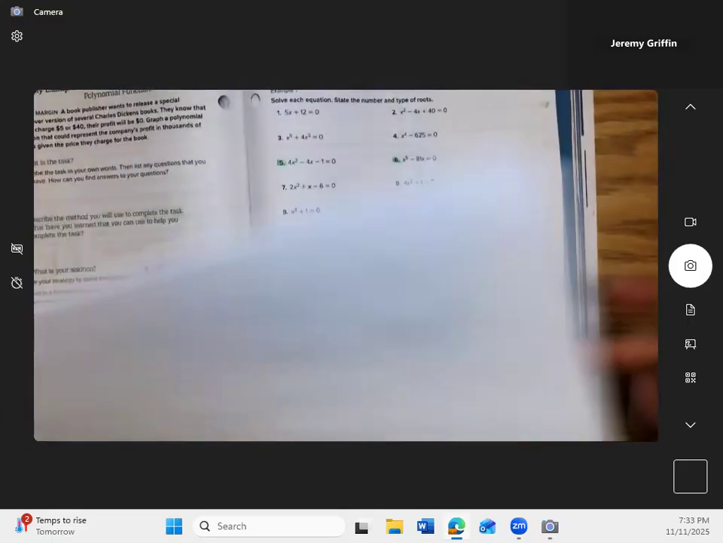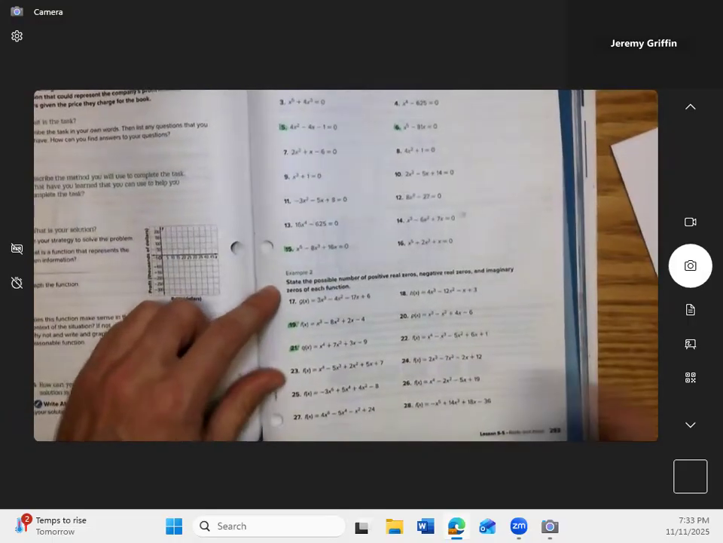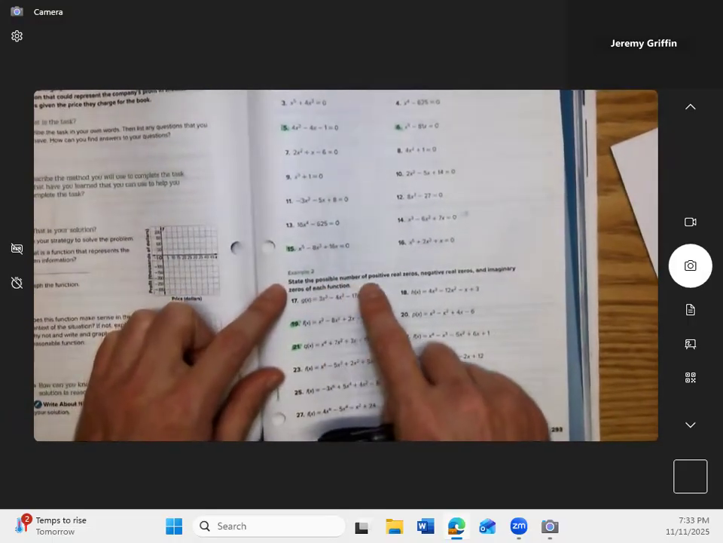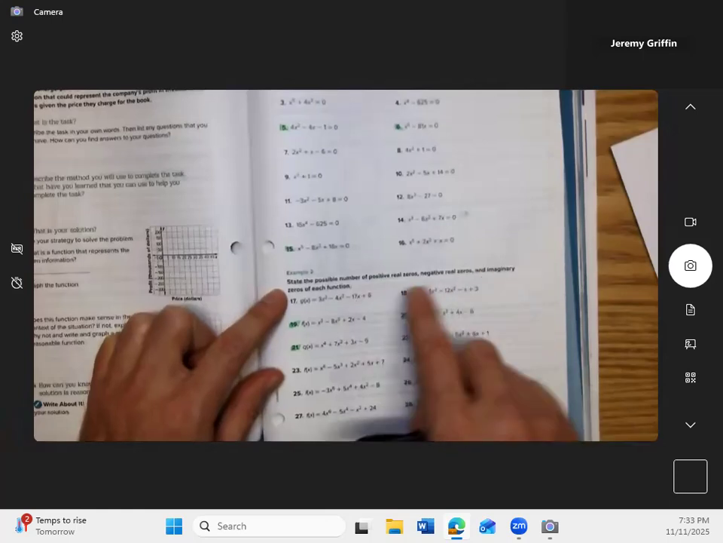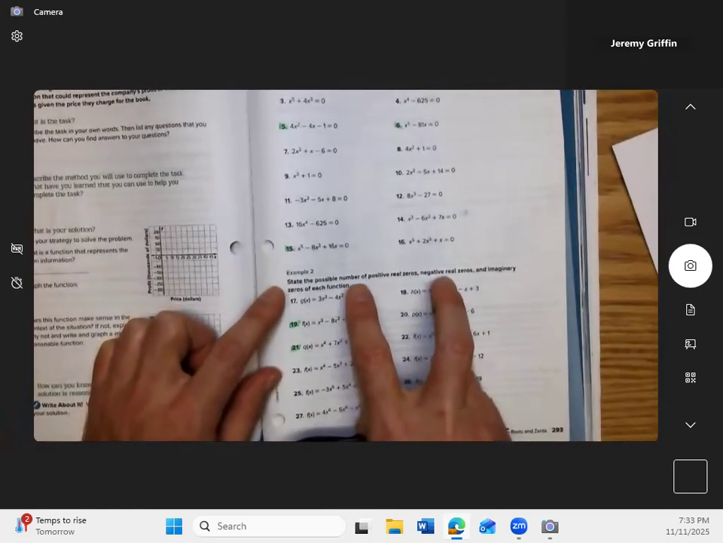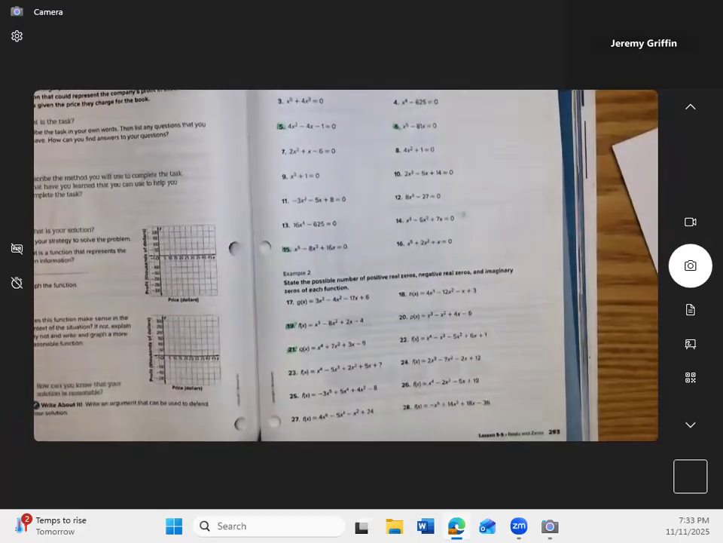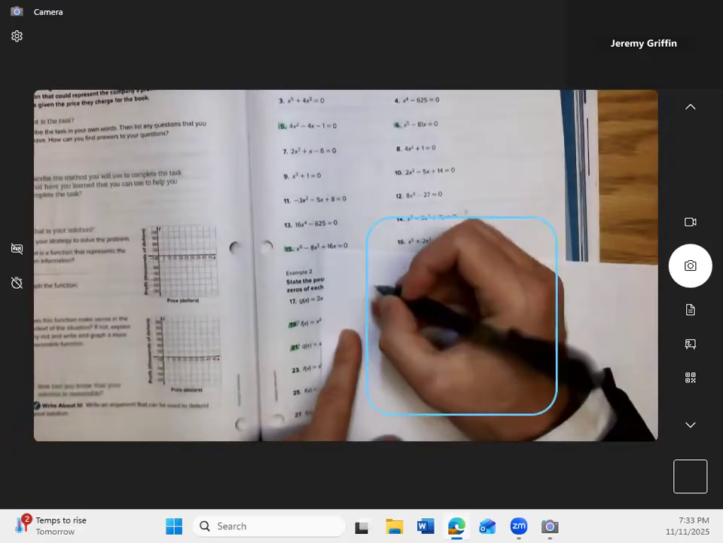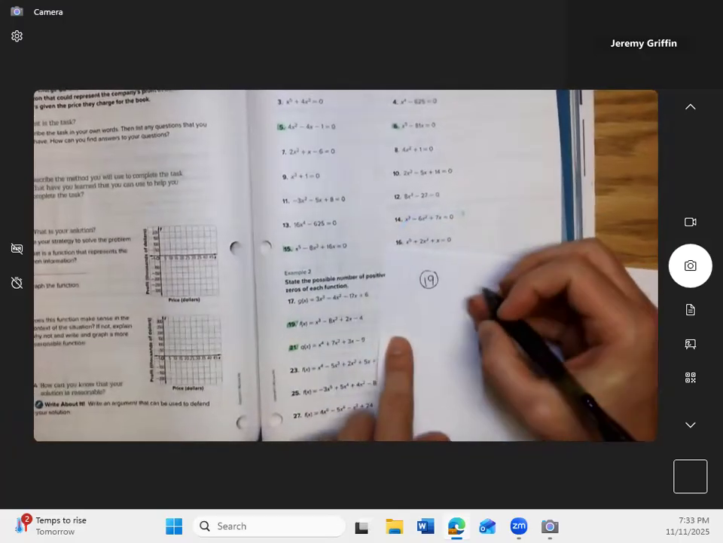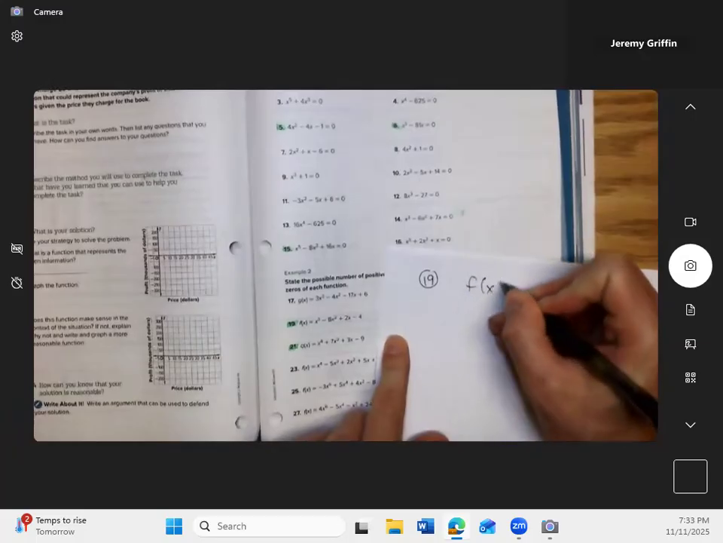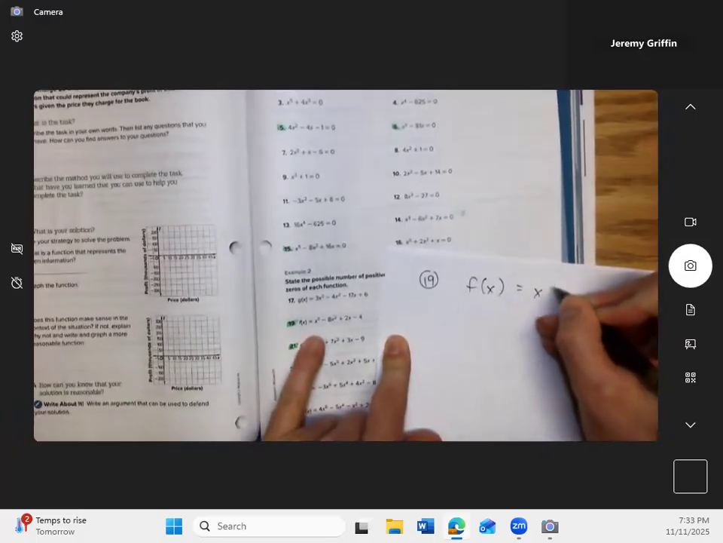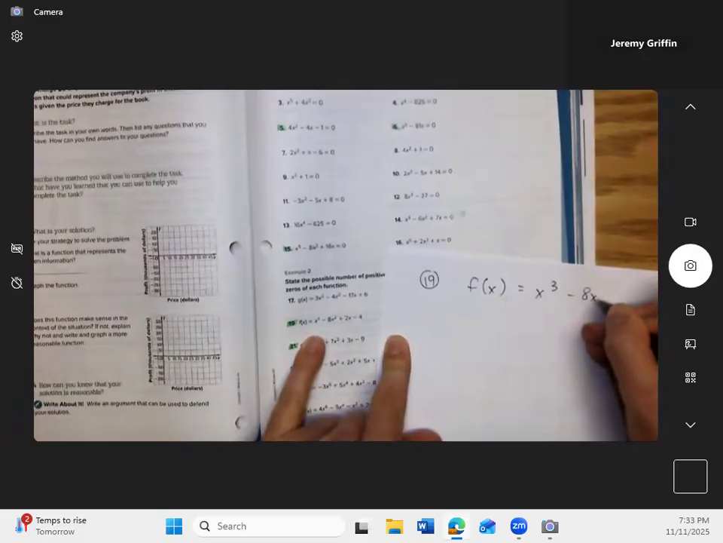Number 19. All right, so in this section, we're going to state the possible number of positive real zeros, negative real zeros, and imaginary zeros for each function. This sounds like Descartes' rule of signs. Okay, so let's try this out. Number 19. I'll write this function bigger so it's easier to see on the camera. We've got f of x is x to the power of 3 minus 8x squared plus 2x minus 4.